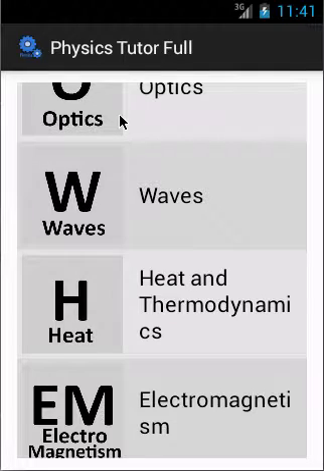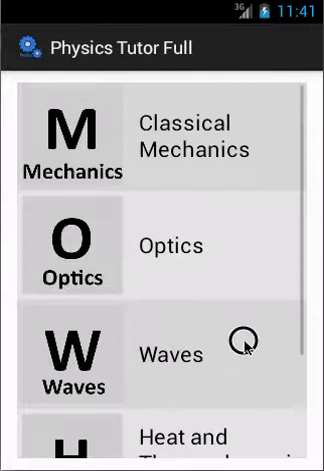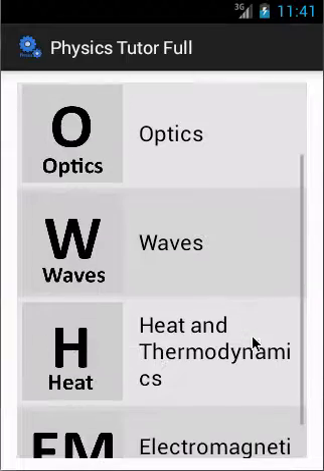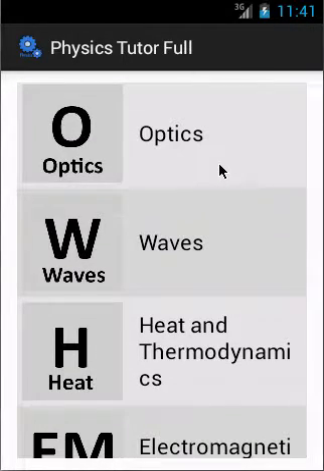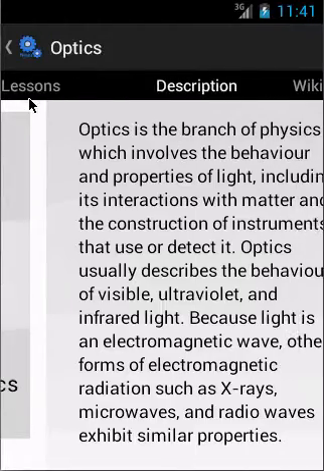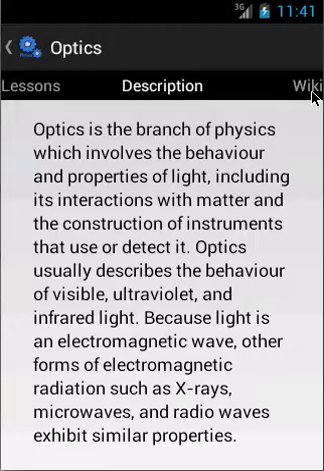On launching this app, you can see the home screen that will display all the units of physics. On clicking any of the units, the lessons of that particular unit will be loaded. On swiping right, you can see the description page. On further swiping, you can see the Wikipedia page.